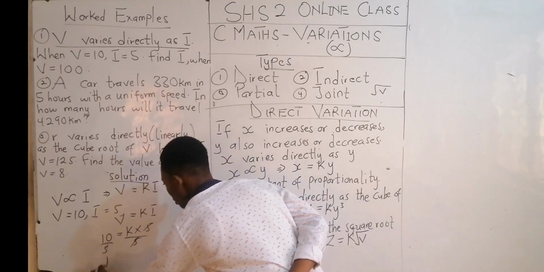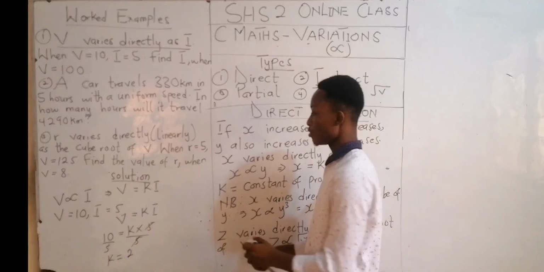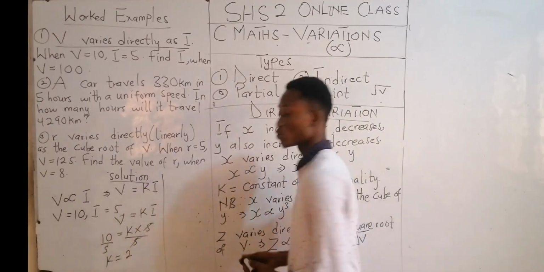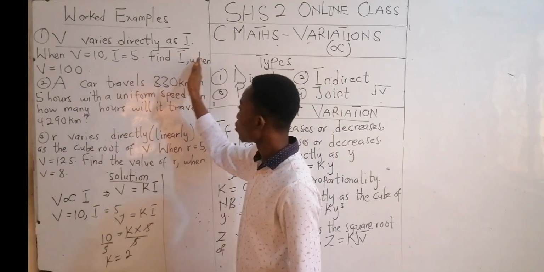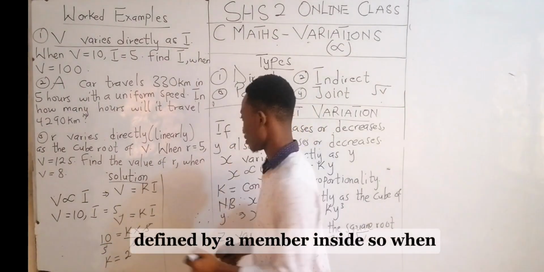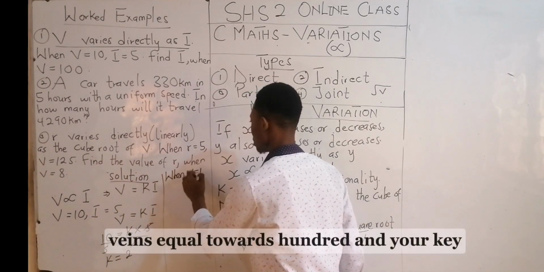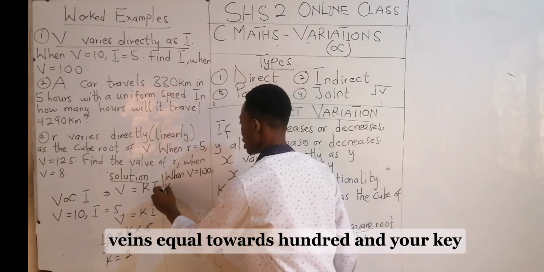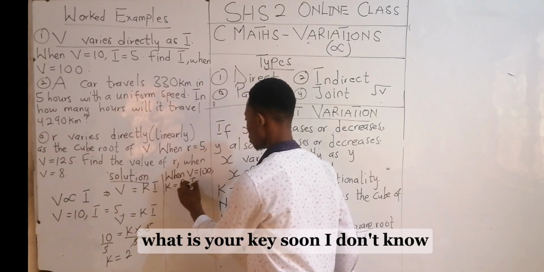So K is equal to 10 by 5, which is 2. So the value of K is 2, the constant is 2. Now the next question says find I when V is 100. So we find I when V is 100, and your K is 2.